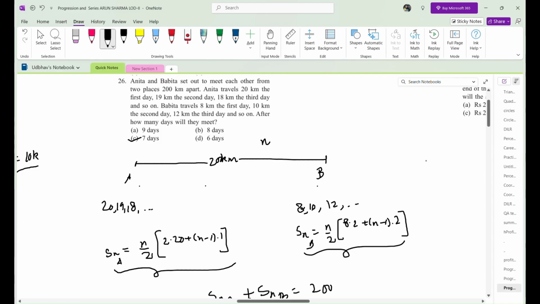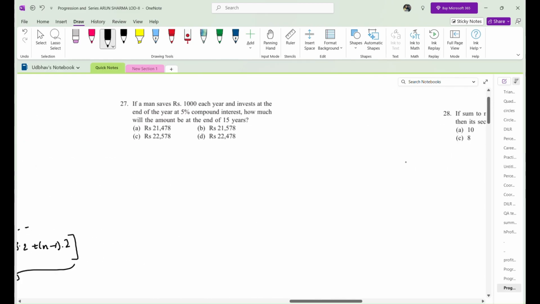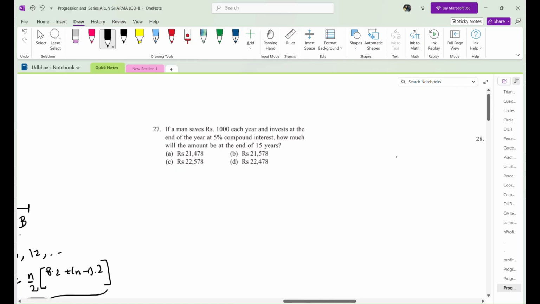Okay, so moving on to the next question. Question number 27. If a man saves rupees 1000 each year and invests at the end of the year at 5% compound interest, how much will the amount be at the end of 15 years? So this is a question of compound interest.